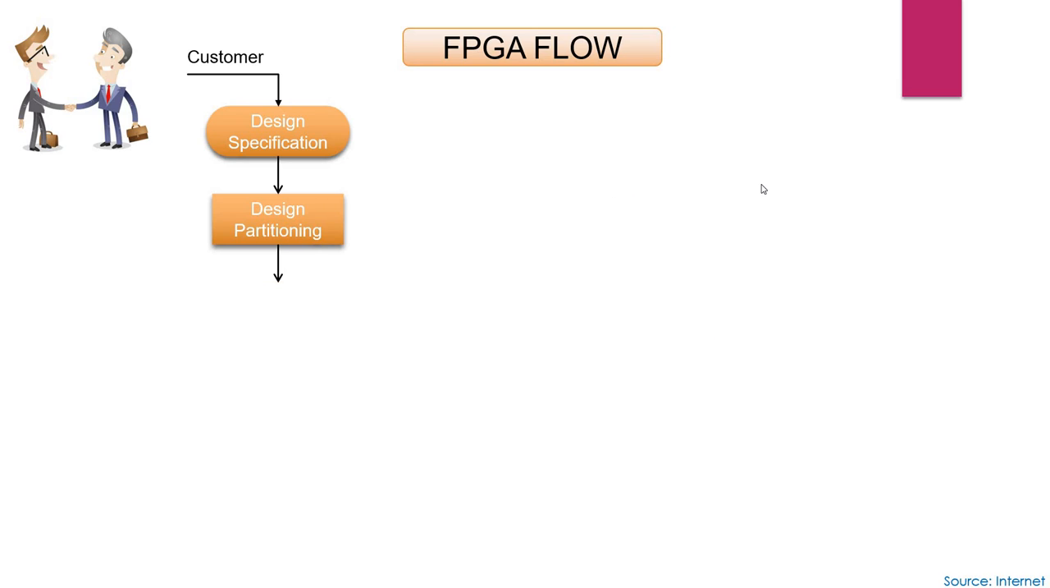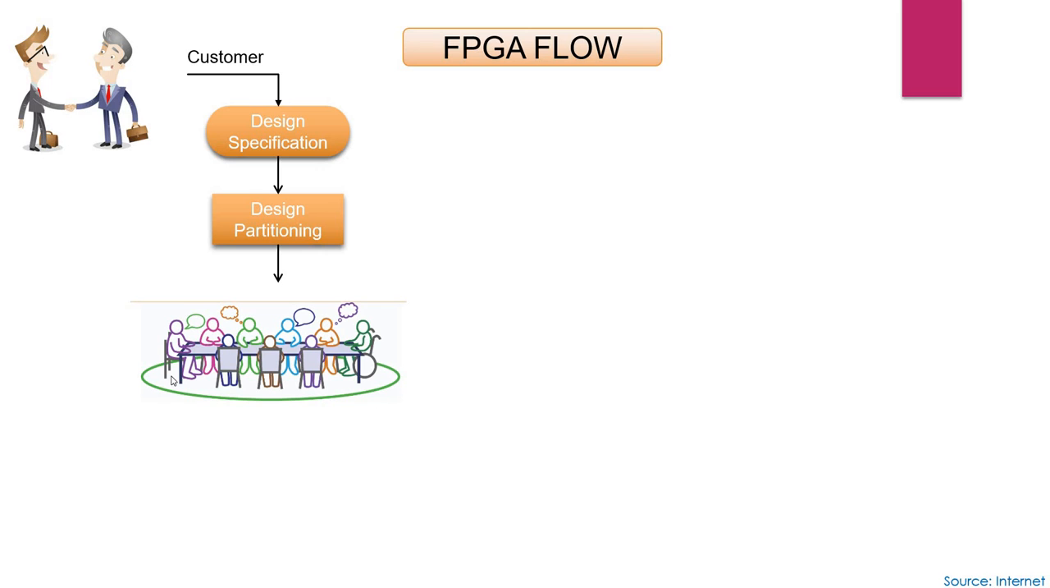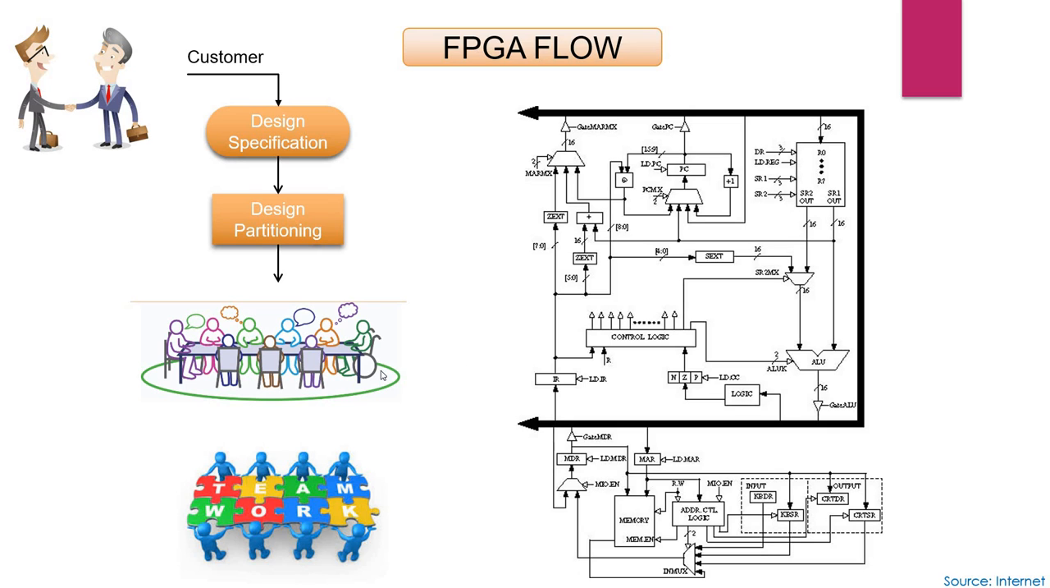As we know, in any of the flows, there is initially a customer requirement wherein the customer says, I need a configurable design. I need to make a configurable chip. So depending on the design requirements and the customer requirements, you have a team of designers. You would have a design head and his or her team members. So the whole design requirement is partitioned by the design architect.